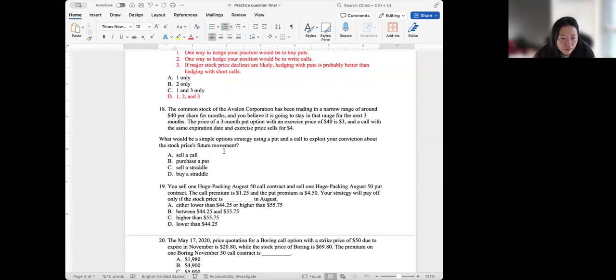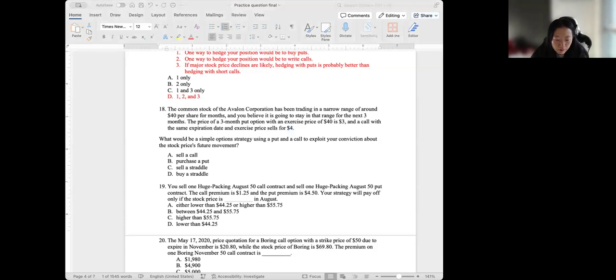18. The common stock of the Avalon Corporation has been trading in a narrow range of around $40 per share for months, and you believe it is going to stay in the range for the next 3 months. The price of the 3-month put option with an exercise price of $40 is $3, and a call with the same expiration date and exercise price sells for $4. So put selling for $3, call selling for $4. What would be the simple option strategy using put and call to exploit your conviction about the future stock price movement? It seems that we want to do some straddle.